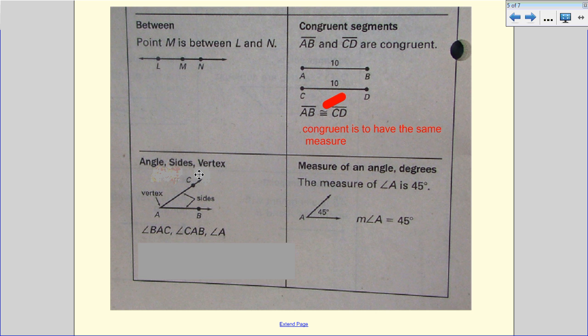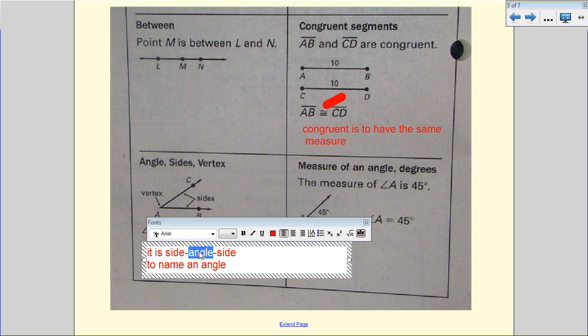Angle, side, and vertex. An angle is made up of two sides and a vertex. And what we want to remember here is that it is side, angle, side to name an angle. You're going to go from a side to a vertex to an angle. I should change that. Sorry, guys. That should say vertex here. So it's side, vertex, side.